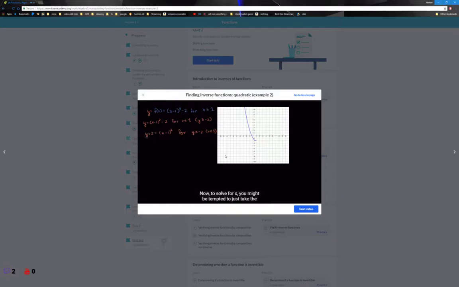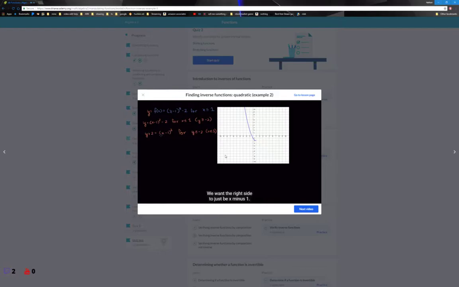Now, to solve for x, you might be tempted to just take the square root of both sides here, and you wouldn't be completely wrong. But we have to be very, very careful here. And this might not be something that you've ever seen before. So this is an interesting point here.